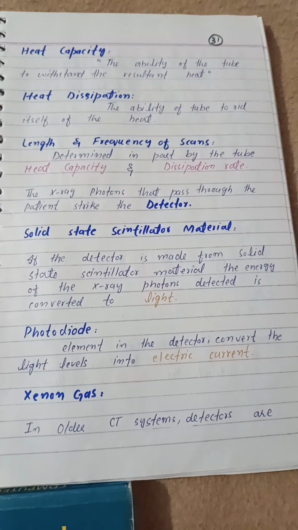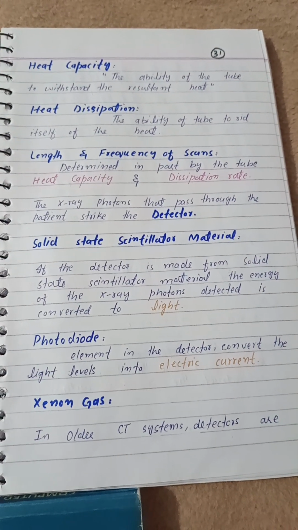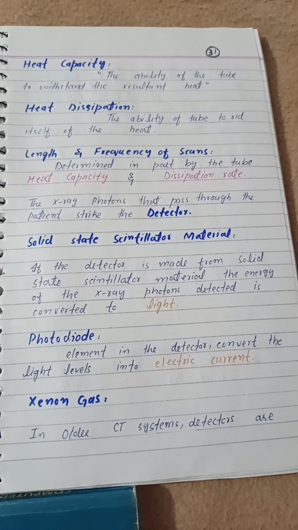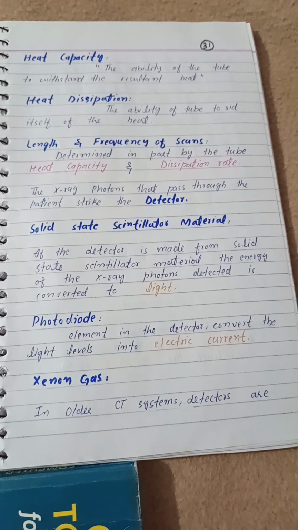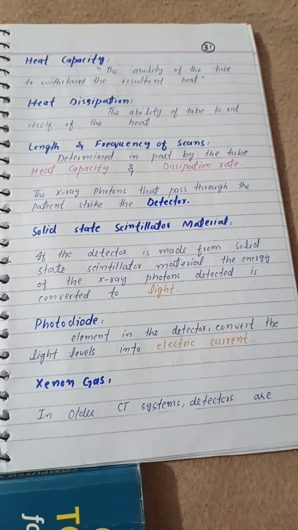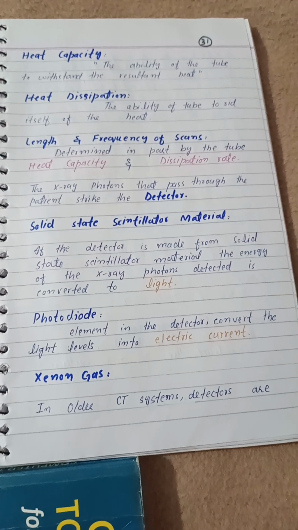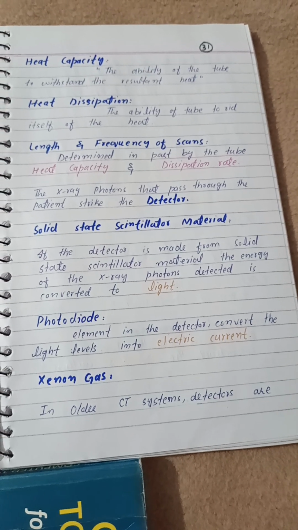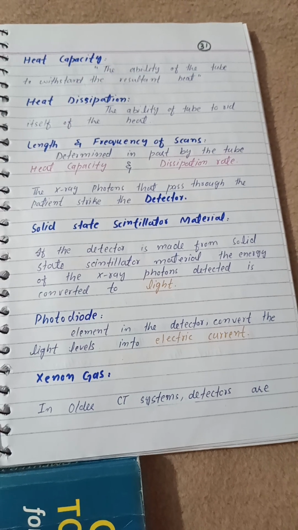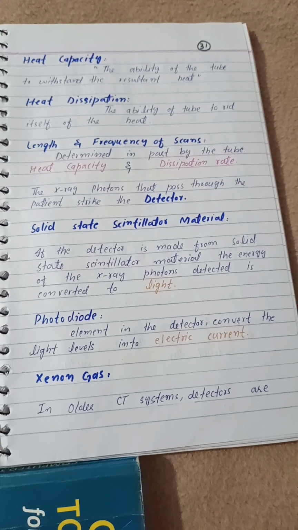Heat capacity: the ability of the tube to withstand the resultant heat. Heat dissipation: the ability of the tube to rid itself of the heat. Length and frequency of scans are determined in part by the tube heat capacity and dissipation rate.